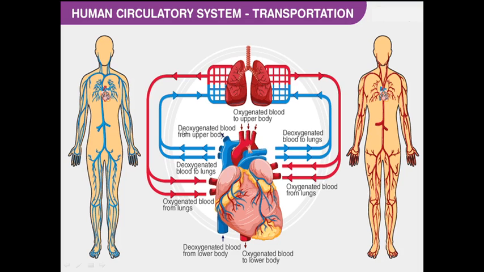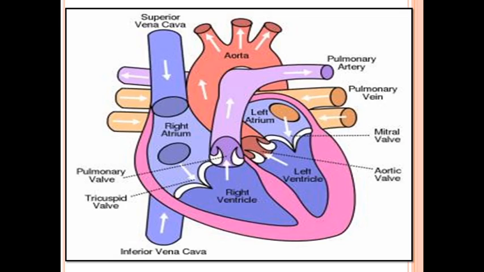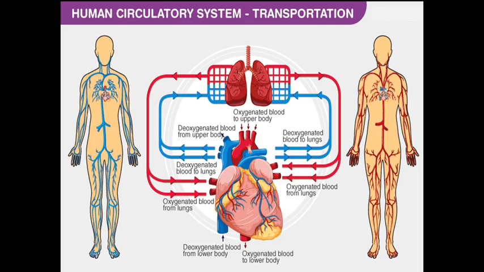See here, deoxygenated blood from the upper body, then deoxygenated blood to the lungs, oxygenated blood from the lungs, deoxygenated blood from the lower body. Means actually these arrows are complex, so it is better to learn with this diagram. Okay, just learn the theory part, you can understand from this, but you will be confused if you take the reference of this image. I have kept that image only for your reference.